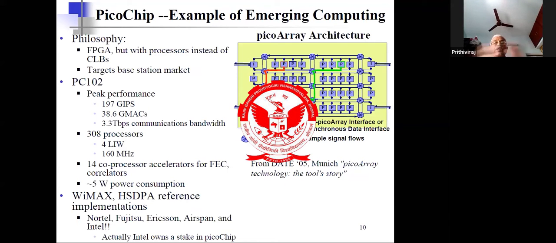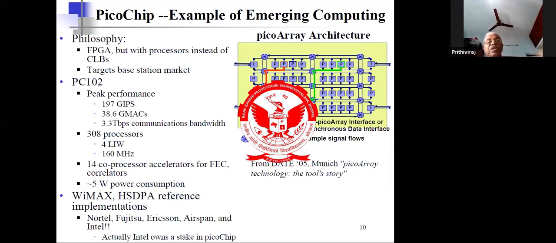So the problems and opportunities is what we are putting forth. First, we are looking at the Pico chip, which is an example of an emerging computing architecture. On the right side, we can see the picoArray architecture, and this was from 2005. It's picoArray technology. You have the processor on the left side and the inter-picoArray interface, or the asynchronous data interface. And we have an example of signal flows here.